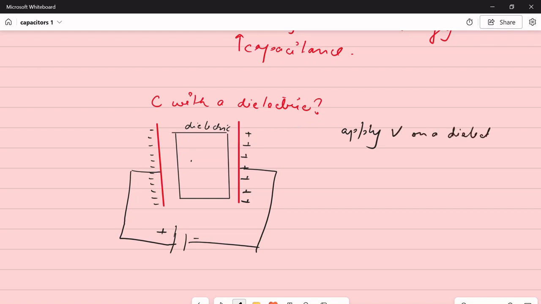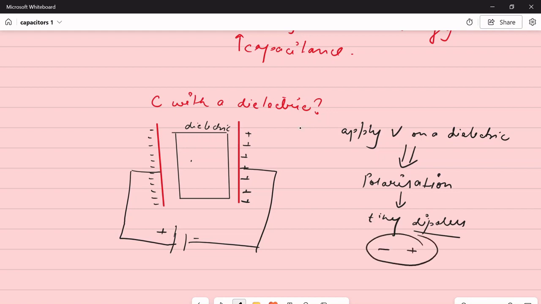It undergoes polarization. That's the most important understanding from here. I have a detailed video on polarization. You can check it in the playlist. So according to this polarization, there are tiny dipoles that get formed in the process, like negative, positive. This is a small tiny dipole here. Now let's come back to this diagram. So there will be some tiny dipoles.